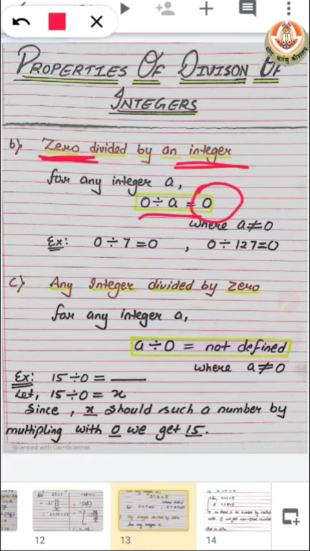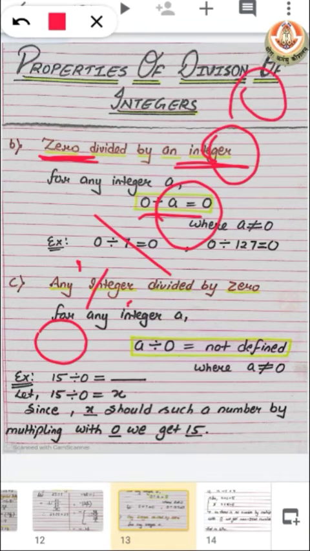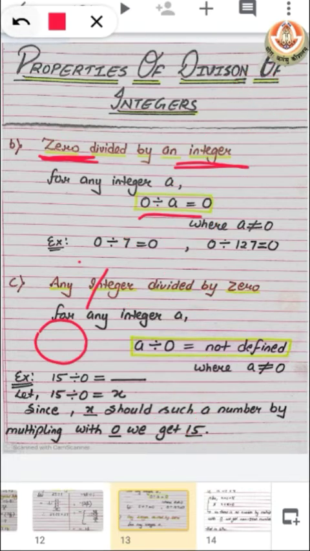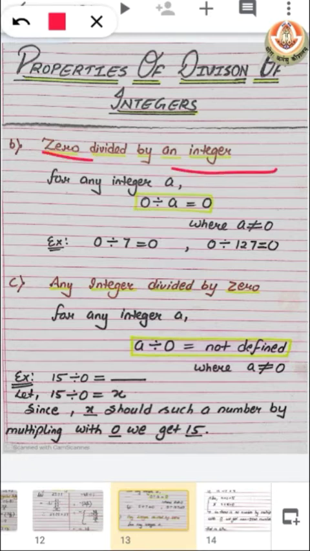For example, when we divide 0 with 7, we get 0 as answer. When we divide 0 with 127, we get 0 as answer. Or whatever bigger or smaller number you can take, when you divide 0 with any number, answer is always 0. Okay class? That means 0 divided by any integer gives 0 as answer.